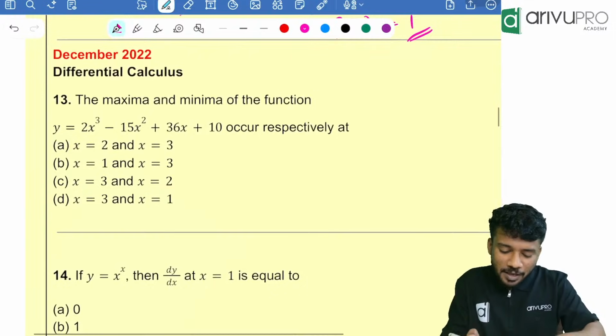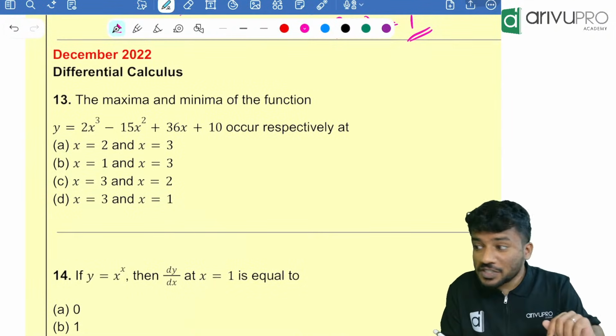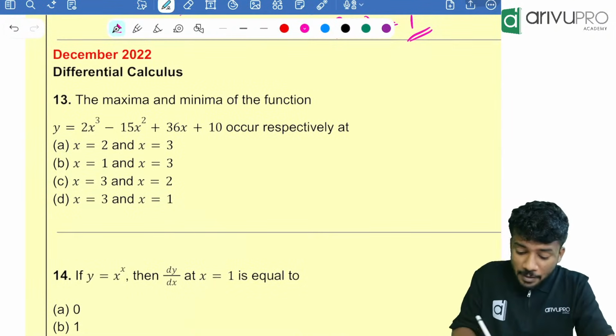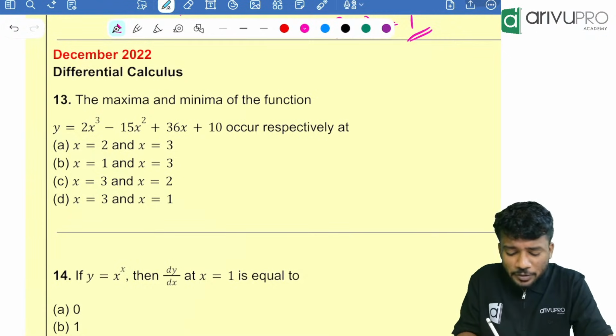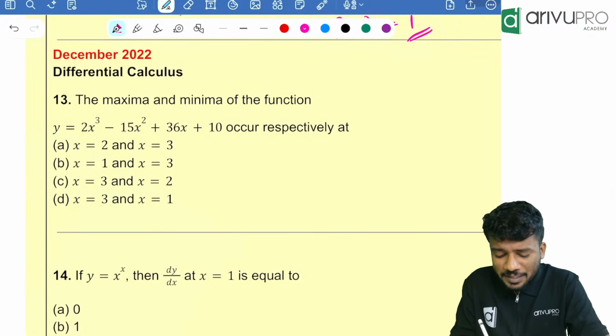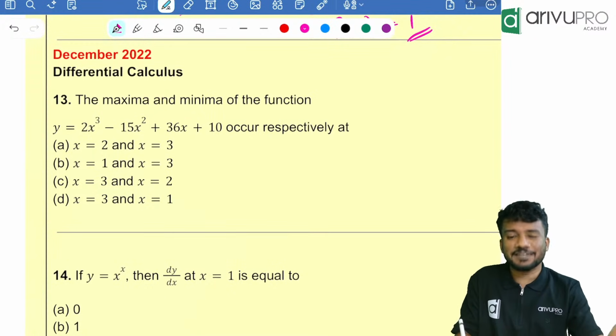Now the next question, maxima and minima of the function. What is the question, people? Maxima and minima of y is equal to 2x cube minus 15x square plus 36x plus 10 occur respectively at what is the question?